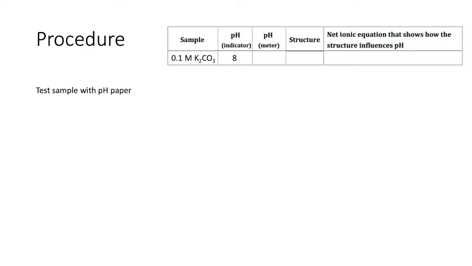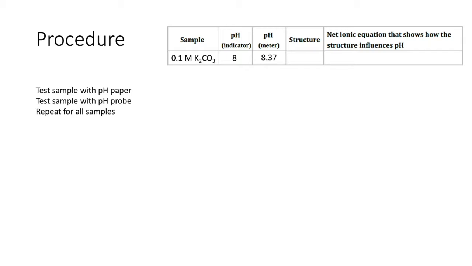The next thing you'll do is you'll test the sample with a pH meter. So you'll immerse the probe and wait for the reading to stabilize. And for pH meters, you'll be recording a value with as many decimal places as the meter provides. And after you've done this, you're going to repeat the process for all of the samples.